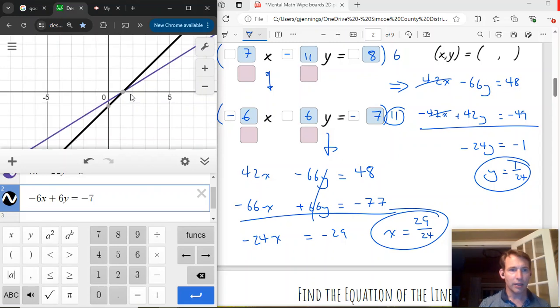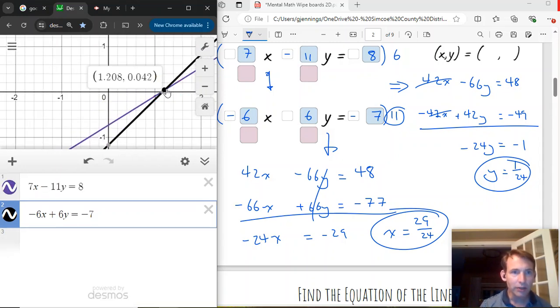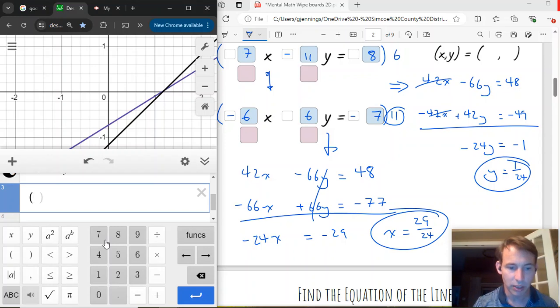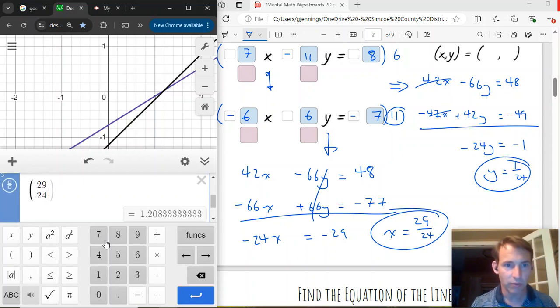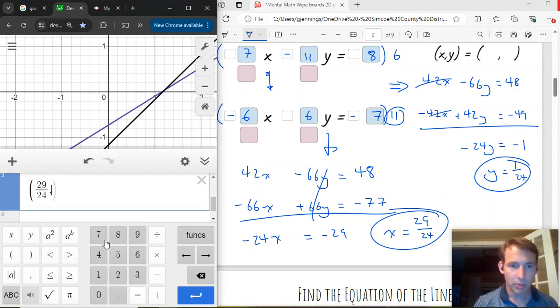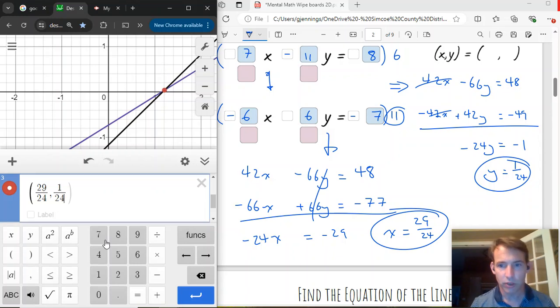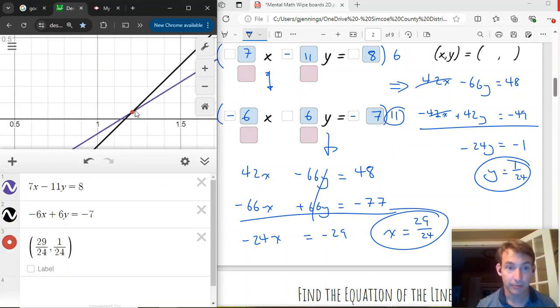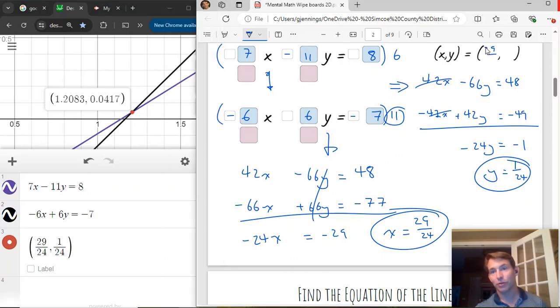Okay. And then we're going to zoom in. We're going to check that intersection there, and then we're going to type it in as a point. So the point would be 29 on 24, comma, 1 on 24. And it looks like we banked it. Hooray. Okay. So that is our solution to that type of problem. We'll want to build that fluency up so that we can crush this part of the course.